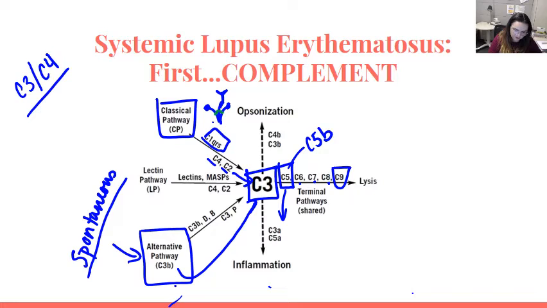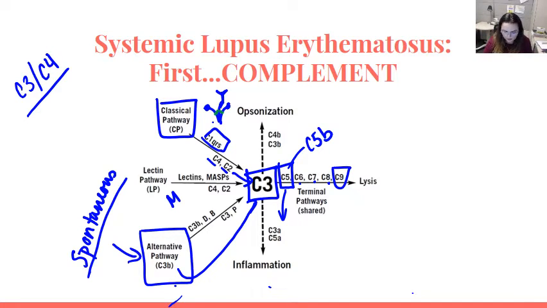The lectin pathway actually starts with mannose-binding lectin or other lectins, which essentially take the place of the immunoglobulin and C1 in the classical pathway. All right, so those are how we get to the membrane attack complex.